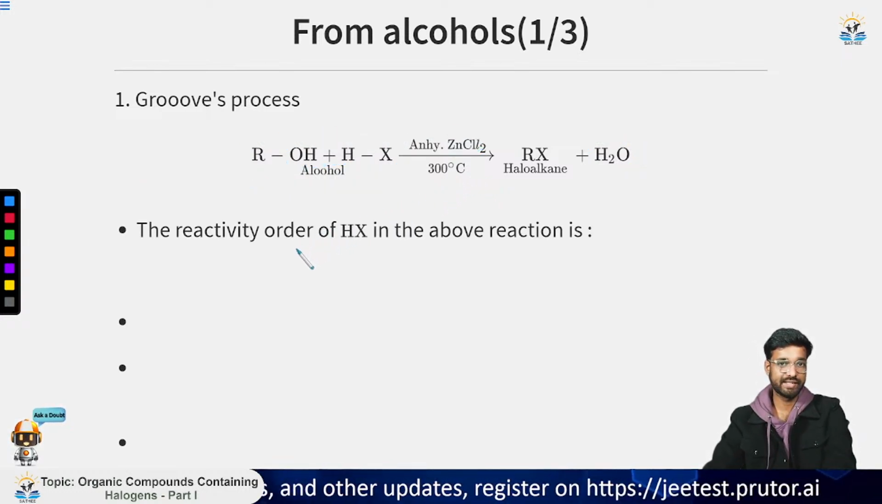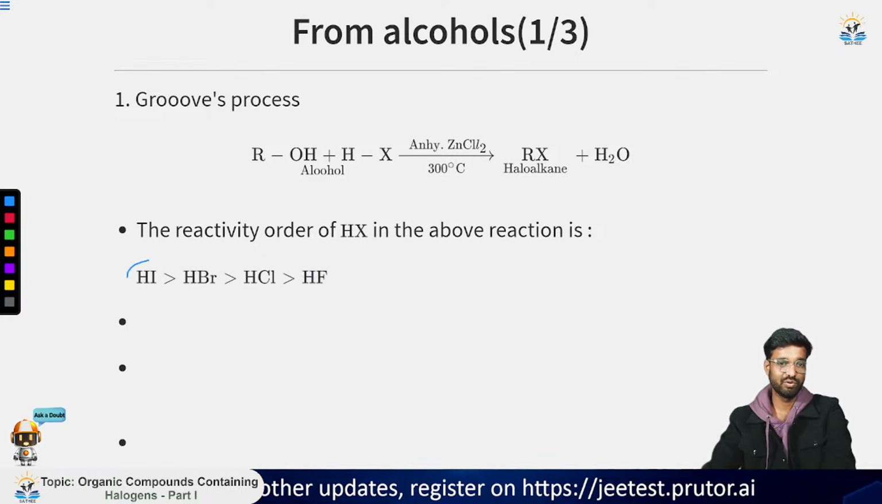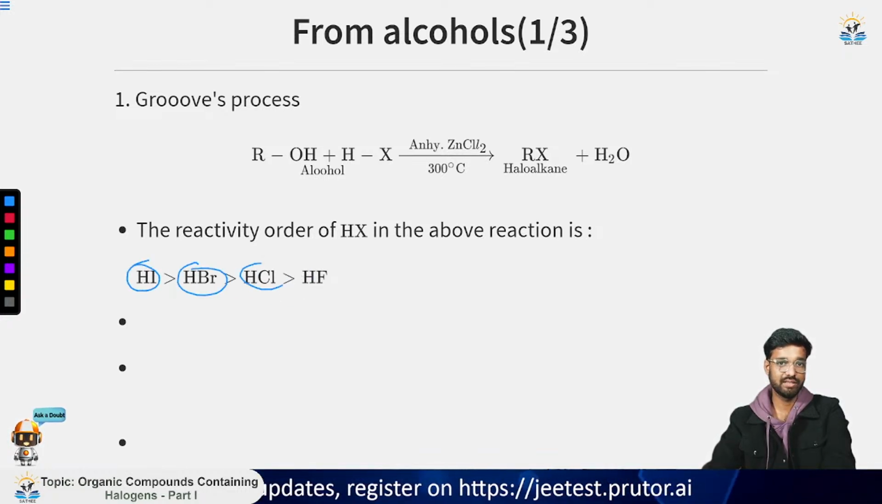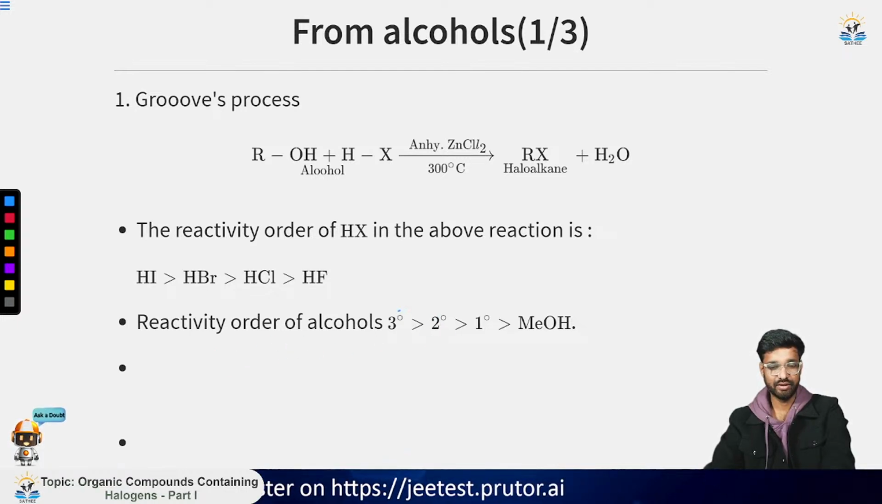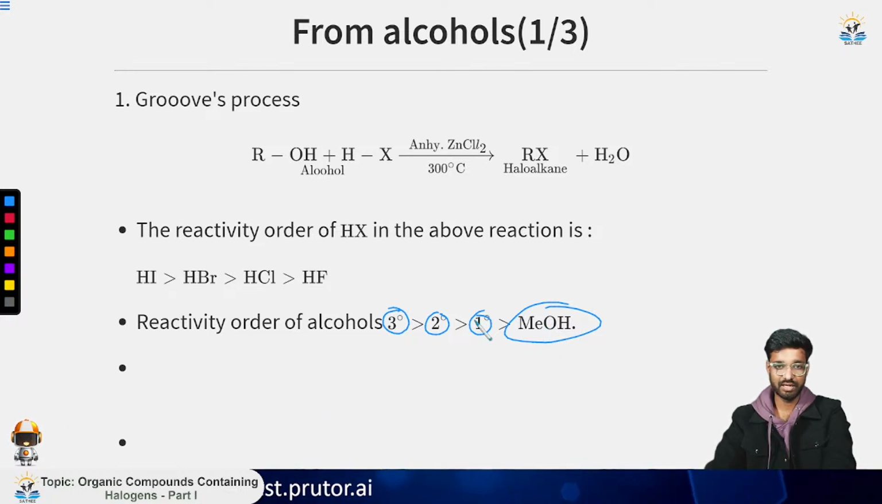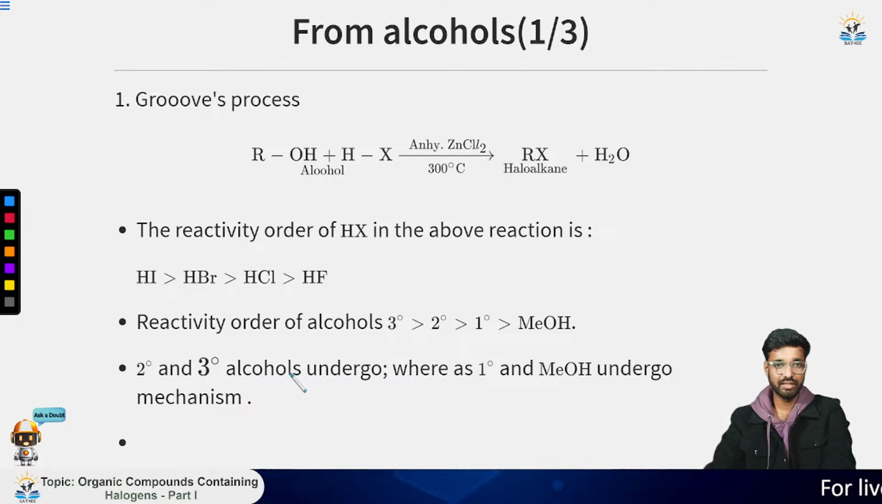Now let us see the reactivity order. HI is more reactive, then HBr, then HCl, and then HF. If we consider the reactivity order of alcohol, it is 3 degree, 2 degree, 1 degree, and then MeOH, that is, the methylating agent, methyl alcohol. Now 2 degree and 3 degree alcohols undergo SN1, whereas 1 degree and MeOH go by the SN2 mechanism.